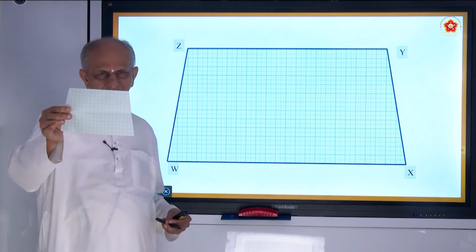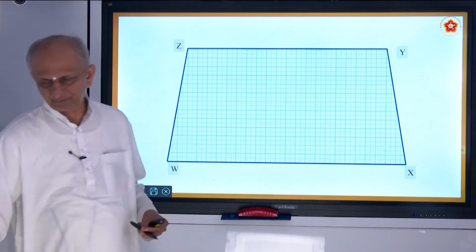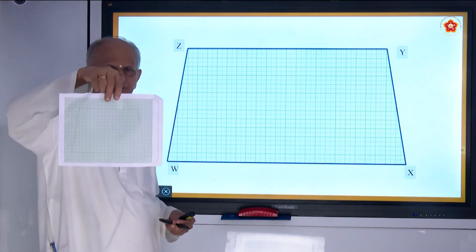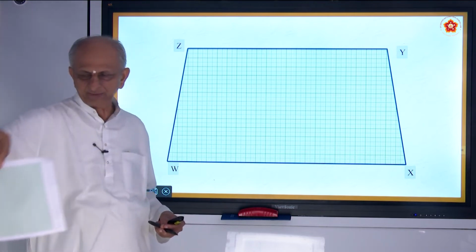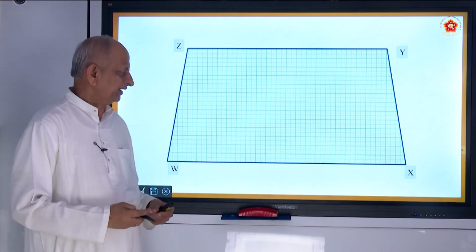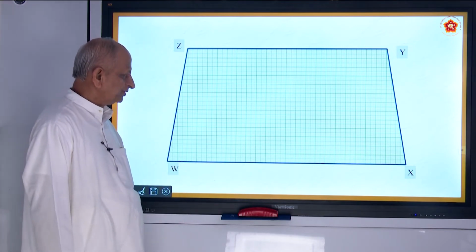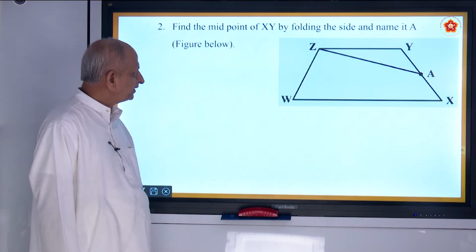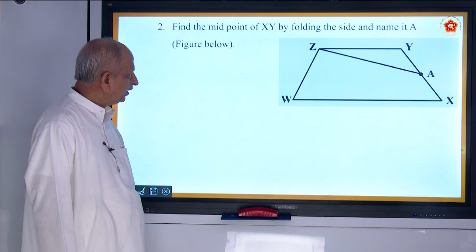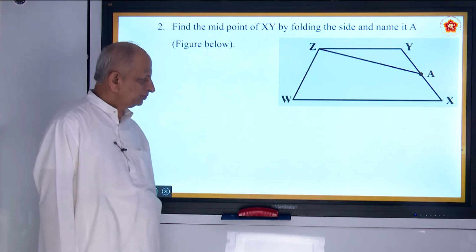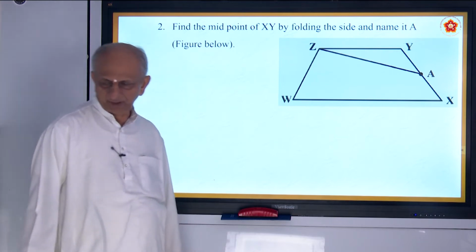So what we have done, we have cut off a trapezium which we have marked in the graph sheet. In this sheet we have marked it, and that was cut by scissors or by scale. So that is the first question. Second question is, find the midpoint of XY by folding the sides and name it as A. So you have to find a midpoint.